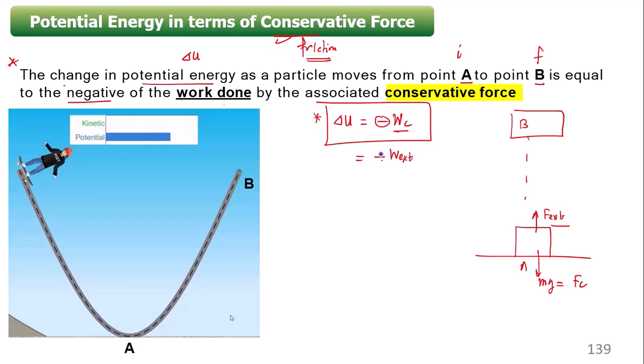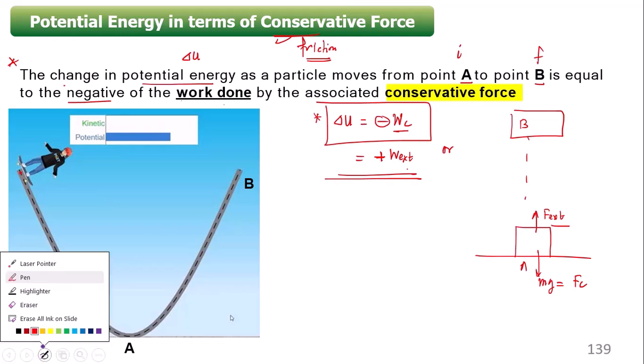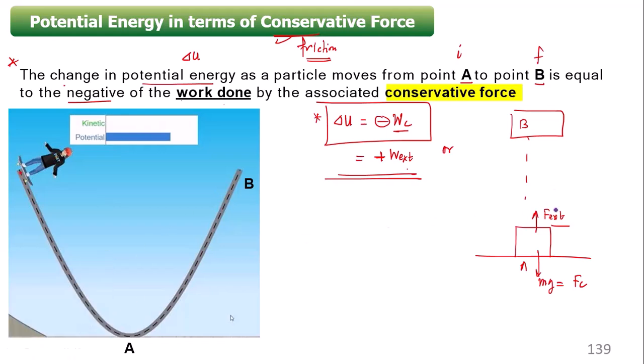So negative of work done by the conservative force, or I can write positive work done by the external force. Why? Because in this situation, the work is being done by the external force in order to move the particle. So what is the work done by the external force? It will be equal to mgh. Why? Because I am applying the same external force as the conservative force, so that the particle will not gain any kind of acceleration. So it will move with constant speed.